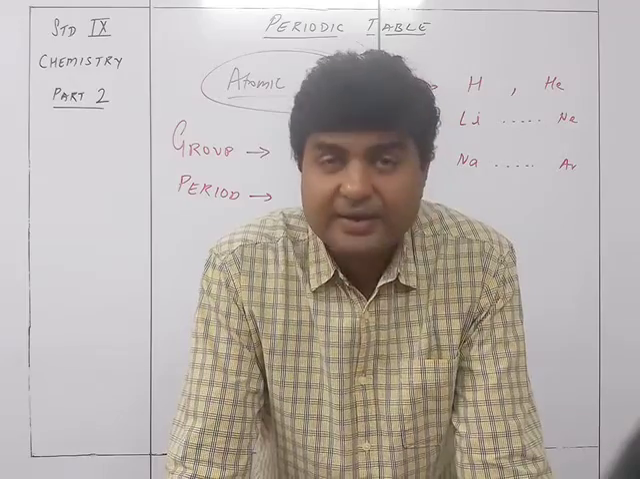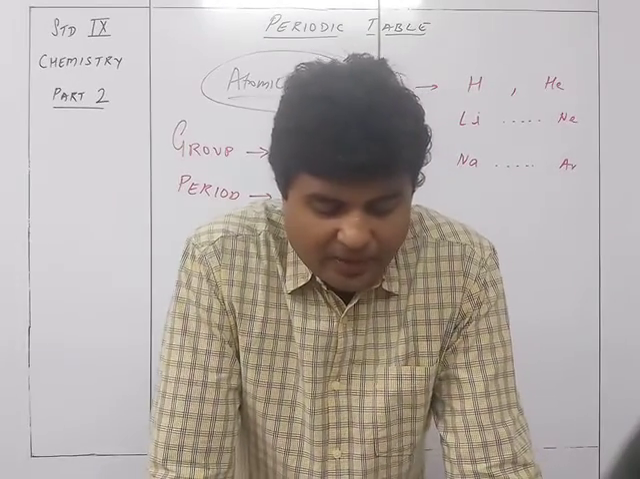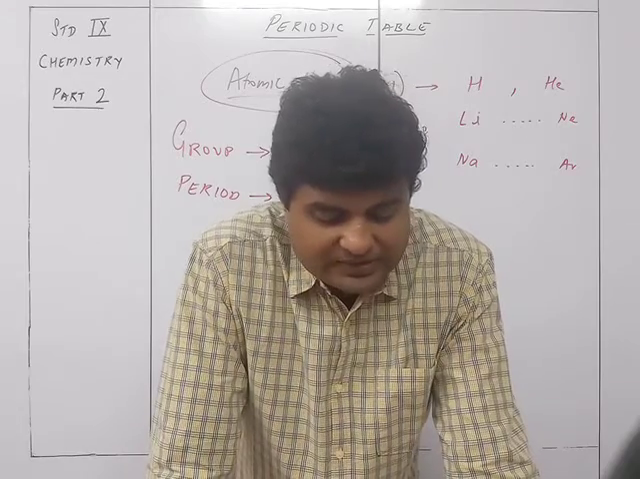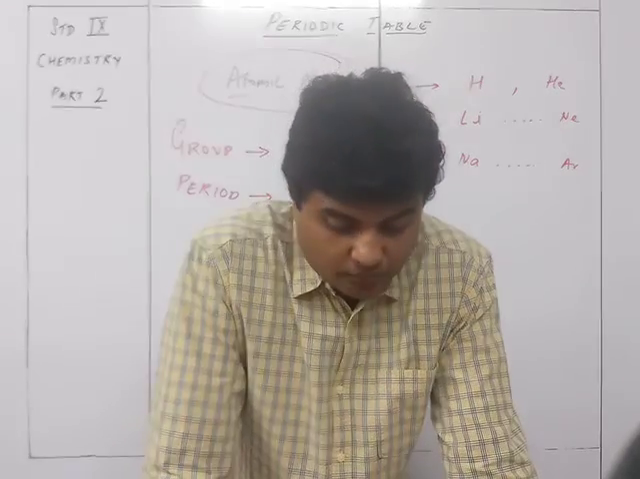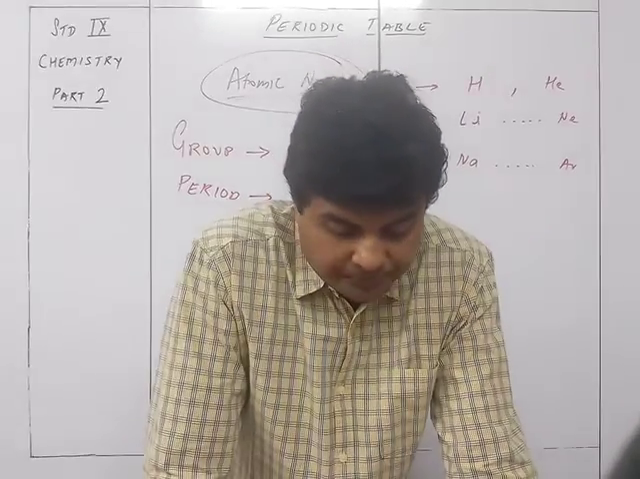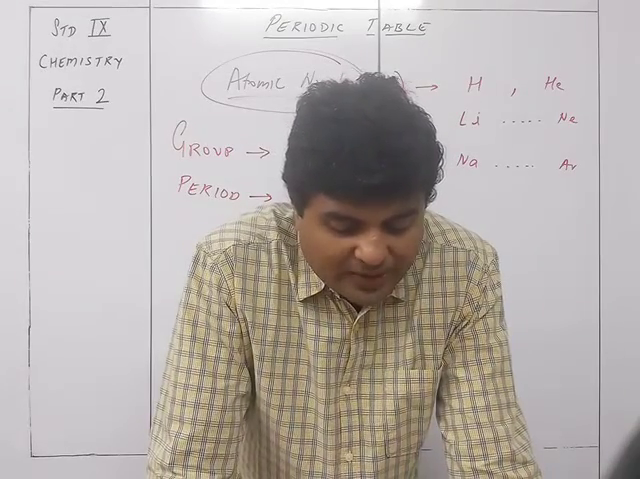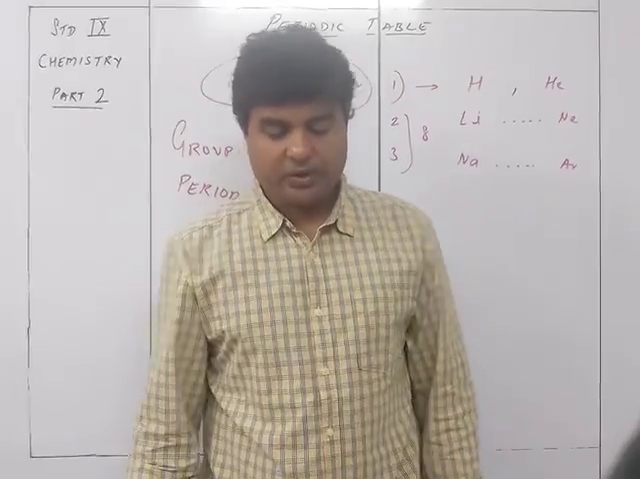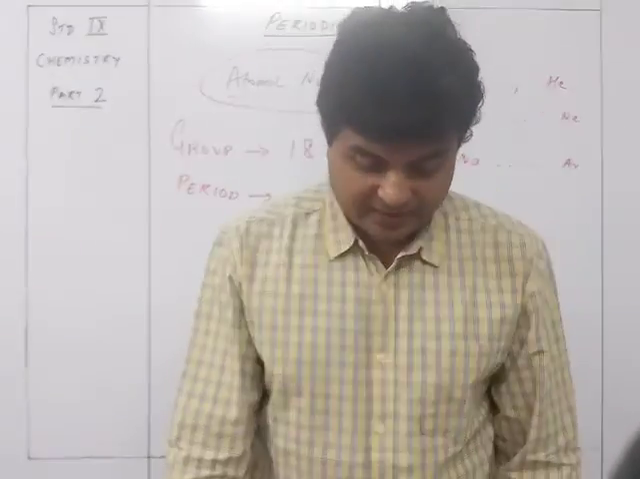So group 1, that is 1A, elements have 1 valency, that is 2, 1. Group 2 elements have 2 valency, that is beryllium, 2, 2, or magnesium, 2, 8, 2. Transition elements also have 2 valence electrons, that is Fe will be 2, 8, 14, 2 and 2, 8, 18, 2 in case of zinc.